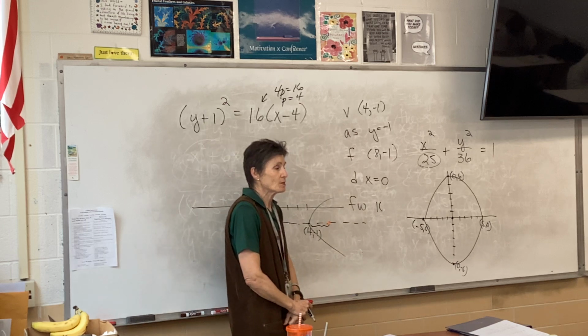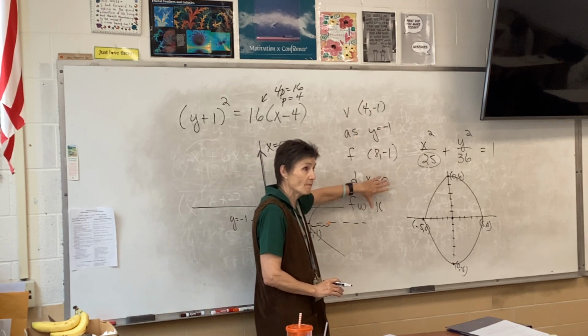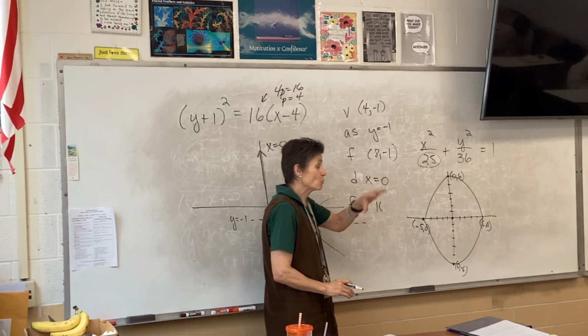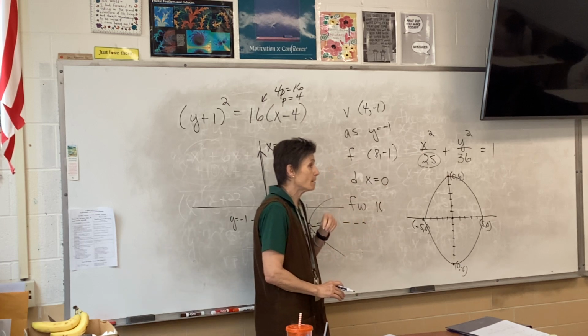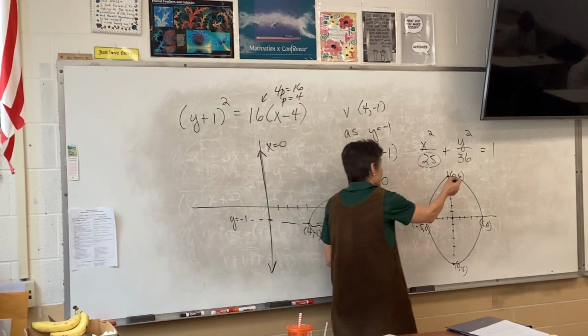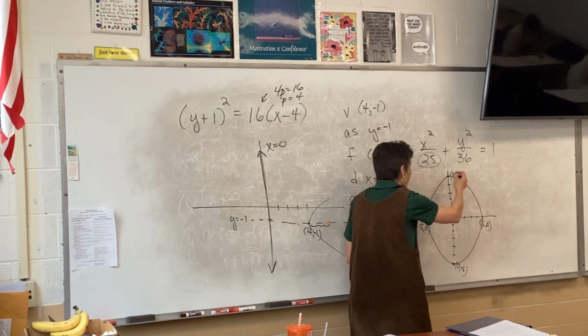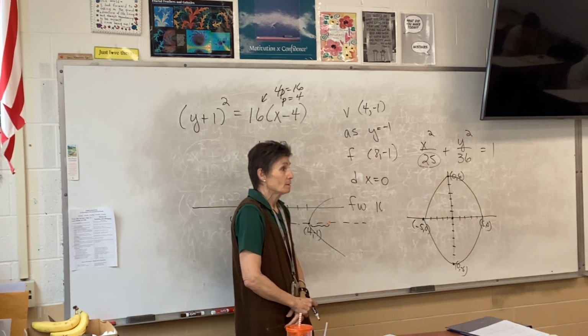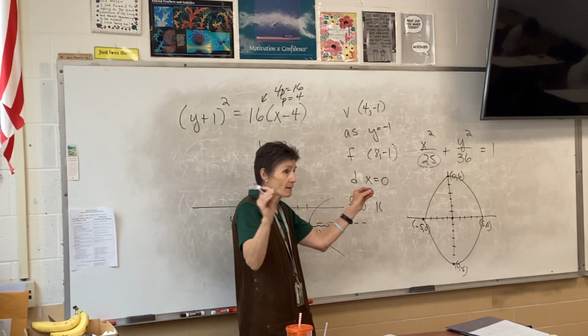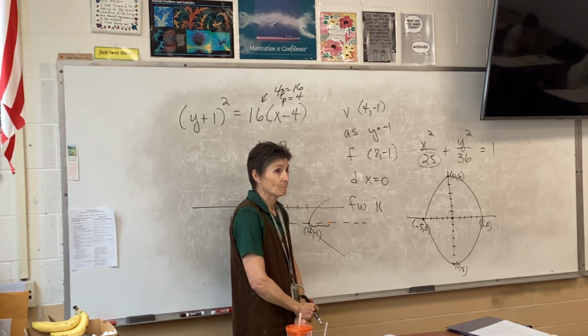So the directions say, you know how we had this list of stuff for our parabola? In your list of stuff for an ellipse are the vertices. And the vertices are simply those points that you connect to get the shape. So you go up and down, sideways, those are the vertices.